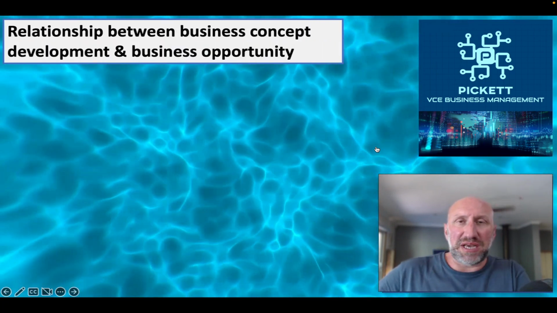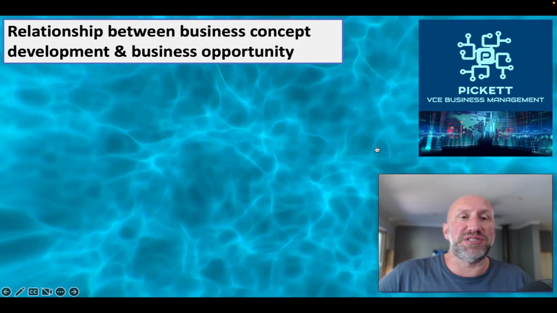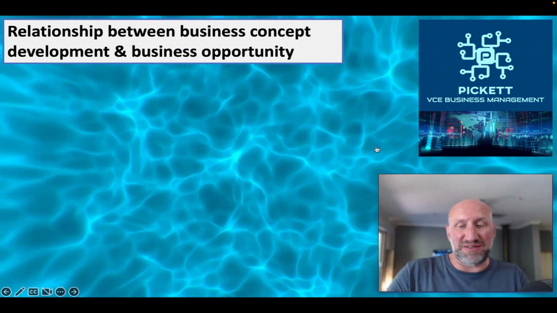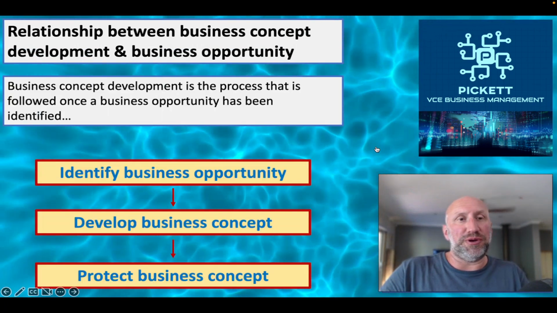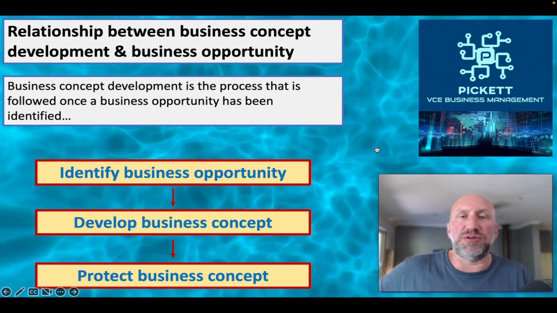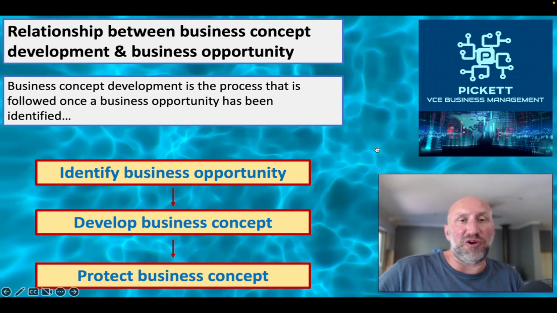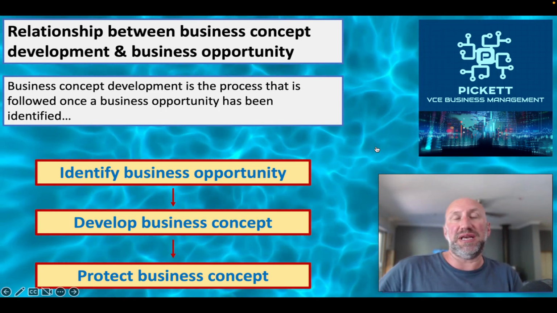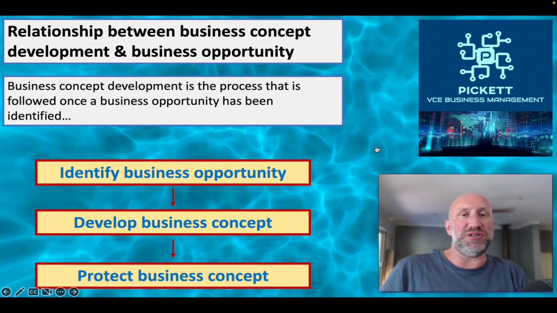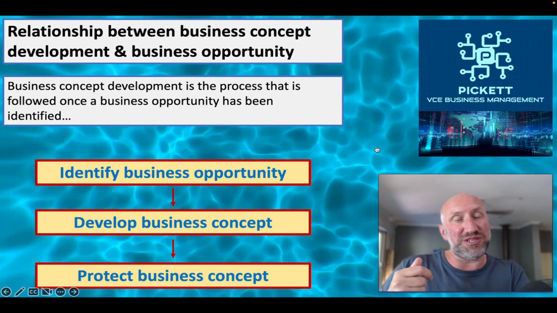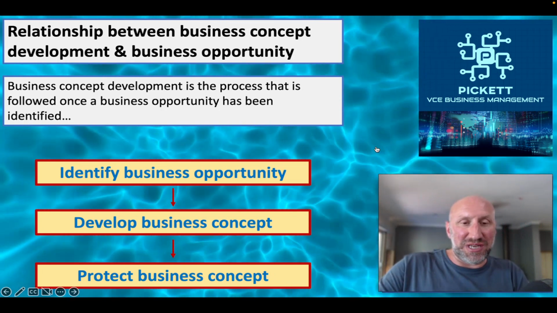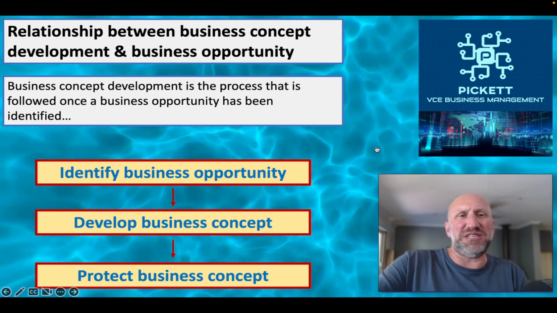Now, the second part of all this was relationship between business concept development and business opportunity. Okay, going back to the study design, that was one of the specific key knowledge dot points. So what we're going to talk about here is business concept development is the process that is followed once a business opportunity has been identified. So we've got business concept development and business opportunity. So we start with a business opportunity, and then we then develop that business concept, and then we protect it. So this is basically the relationship.